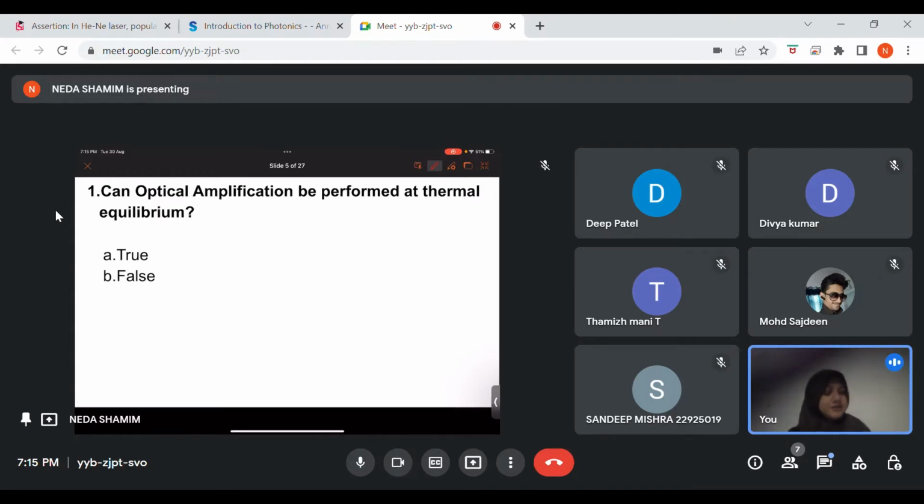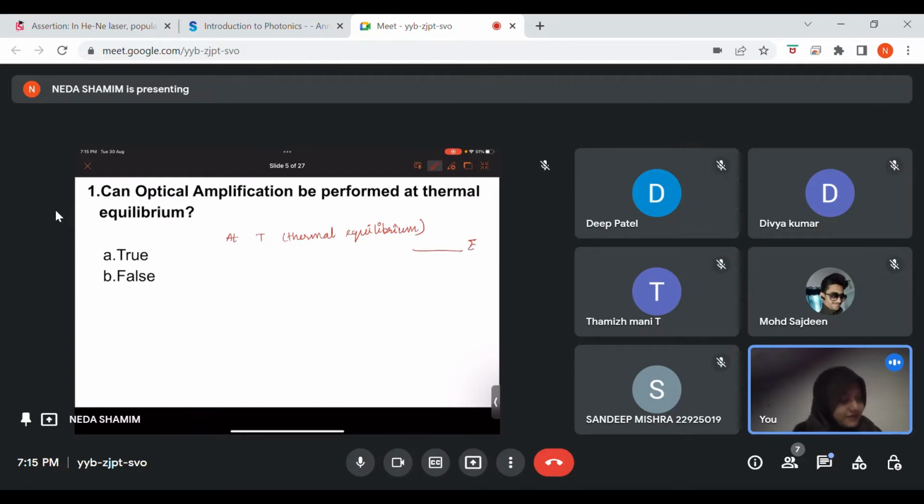Okay, I'll tell you the reason for that. What actually happens is, at thermal equilibrium, say at some temperature T, what is happening? We have a certain probability of an atom occupying these energy states.